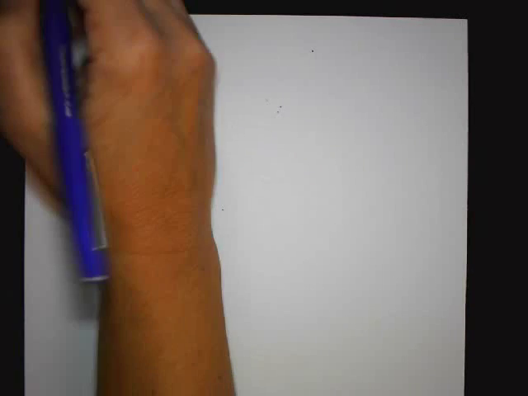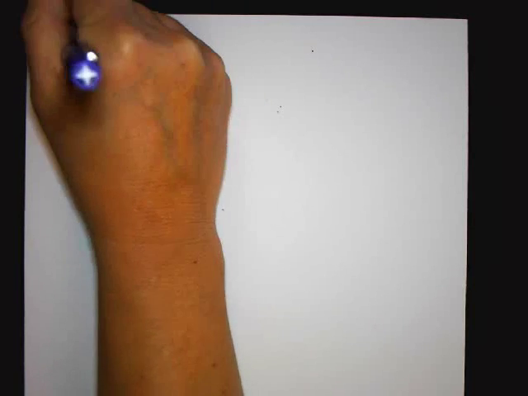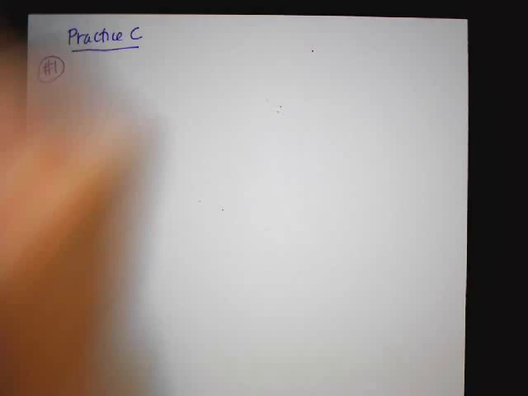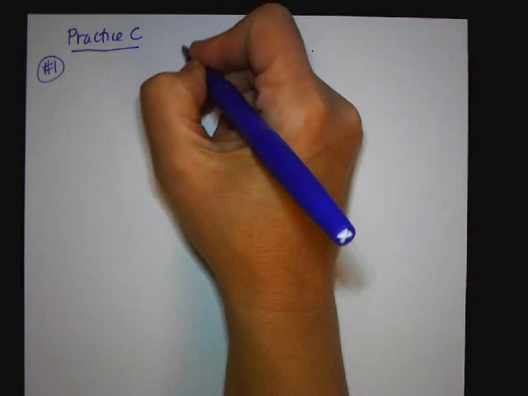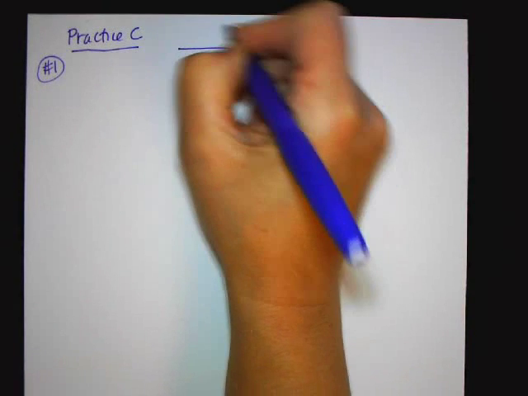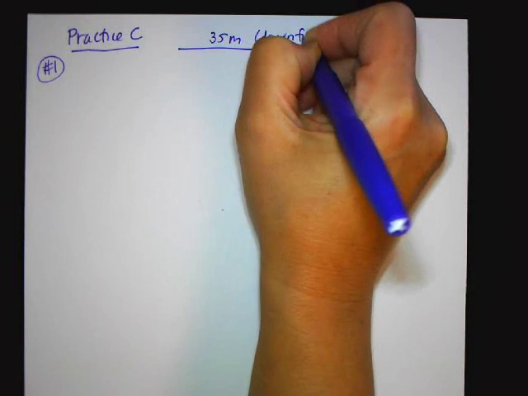All right, now we're going to look at practice C, and we're going to do number 1. It says, a football player runs directly down the field for 35 meters. So I want to picture what's going on. Do I even know what downfield is? No. So let's pretend this way is downfield. So he runs 35 meters, and this is downfield.